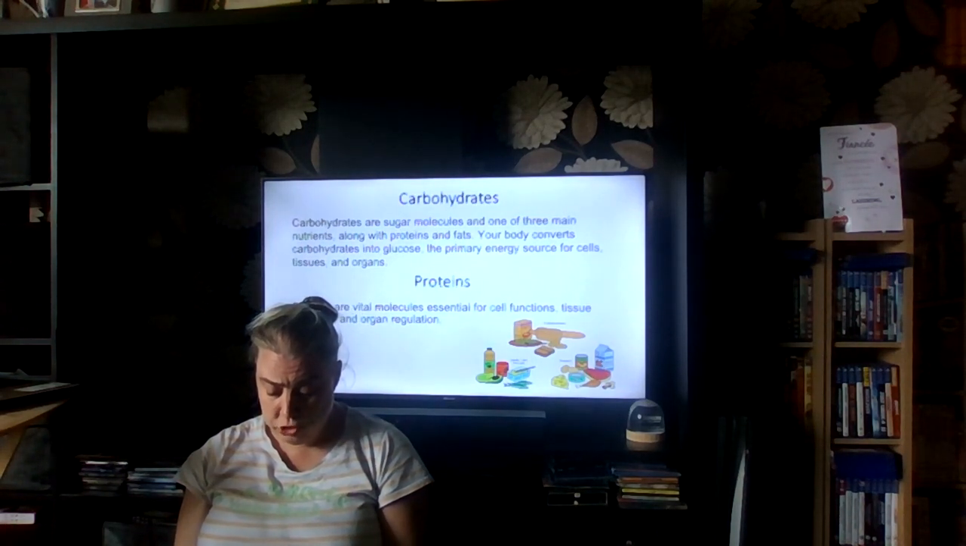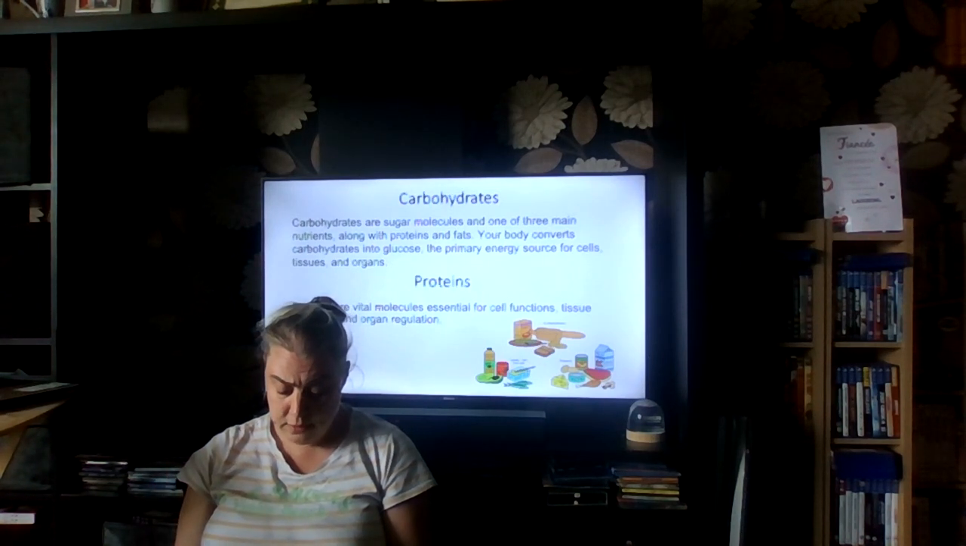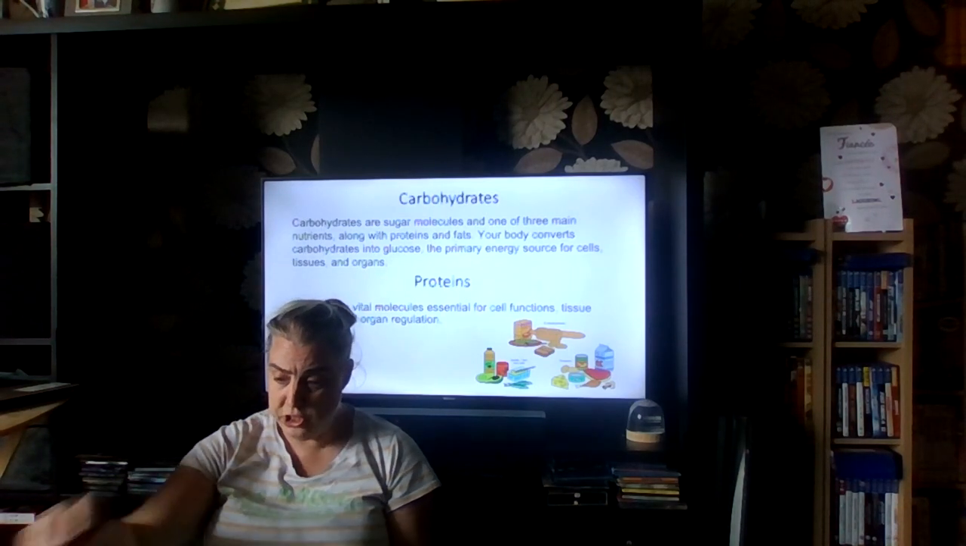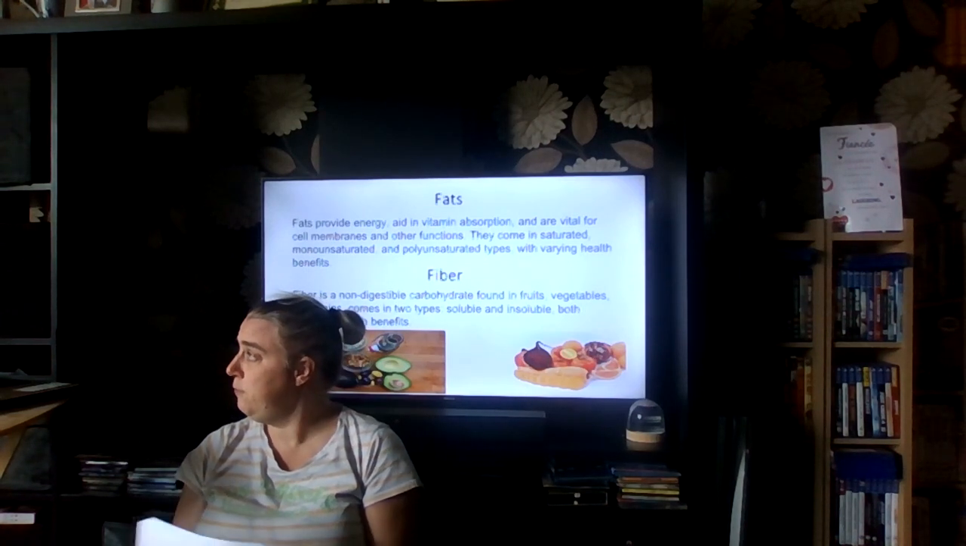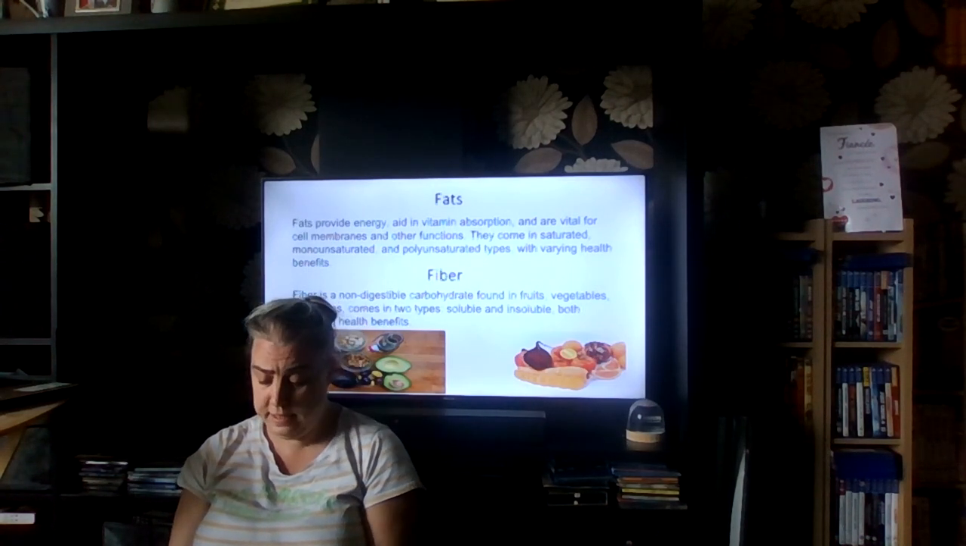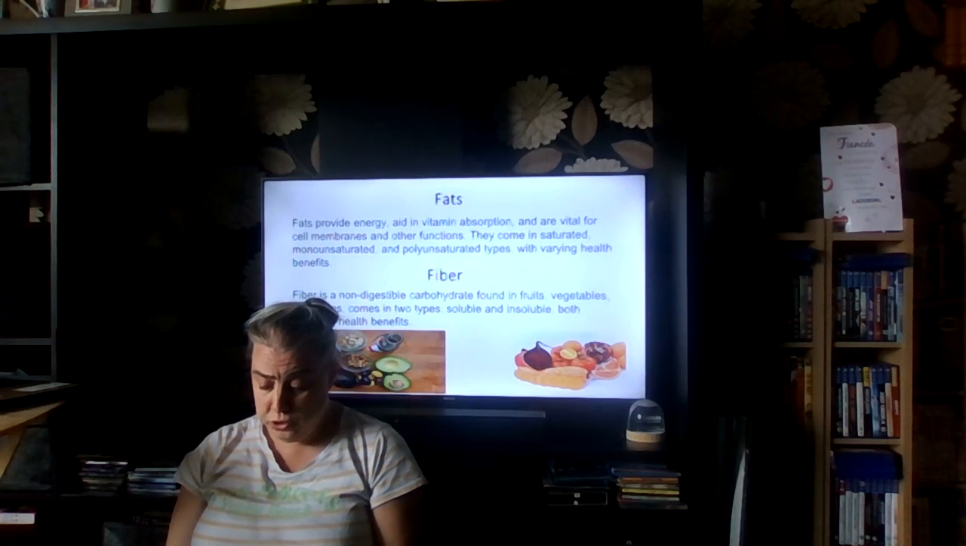Carbohydrates are sugar molecules and one of the three main nutrients along with proteins and fats. Your body converts carbohydrates into glucose, the main energy source for cells, tissues and organs. Proteins are vital molecules essential for cell function, tissue structure and organ regeneration. Fats provide energy and vitamin absorption and are vital for cell membranes and other functions.